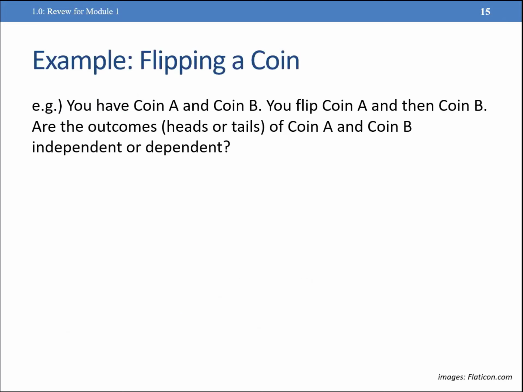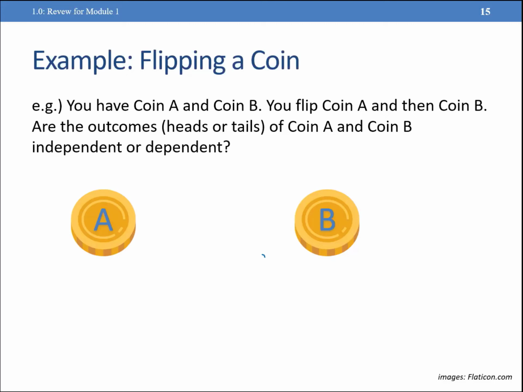Okay, so let's do a couple of examples to illustrate these concepts that aren't football. So you have coin A and coin B. You flip coin A and then you flip coin B. Are the outcomes, heads or tails, of coin A and coin B independent or dependent? Well, let's look at this. If I flip coin A, what's the probability of it being heads? It's 1 out of 2. P of heads for A. A heads, that's what that AH stands for. Now, here, what's the probability before flipping coin A of it being heads? It's 1 out of 2.